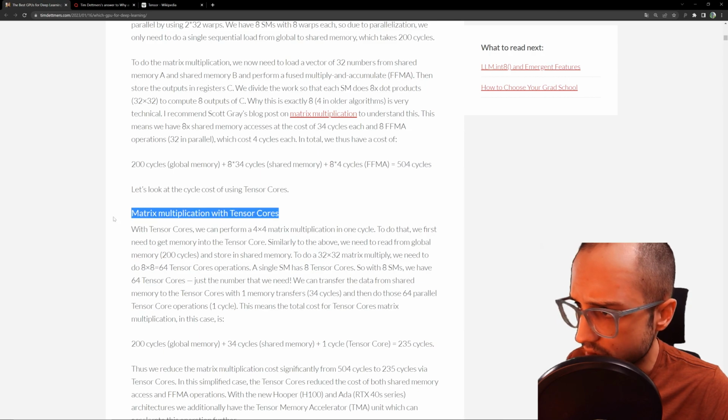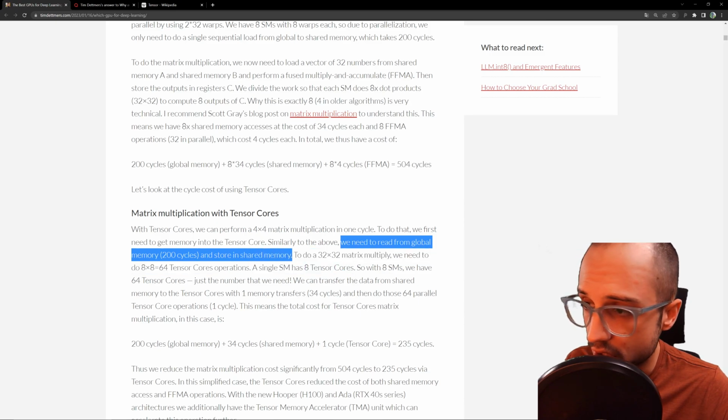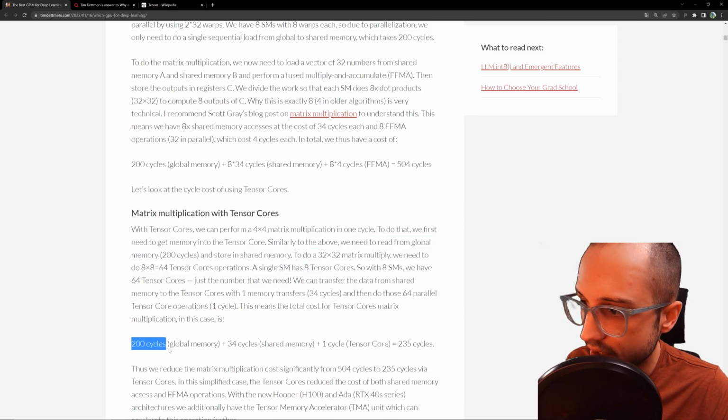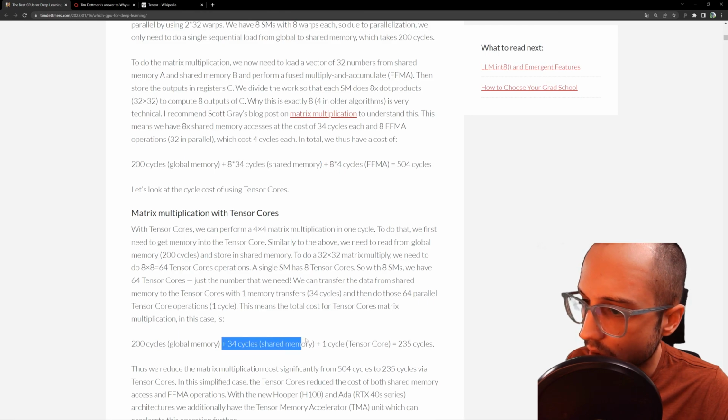Right. Now let's do the same thing with tensor cores. With tensor cores, we can perform a 4x4 in 1 cycle. They're still going to have to load it from memory, so they're still going to spend 200 cycles loading from memory. But then there's no 8 times the 34 here, you see? It's only 34.